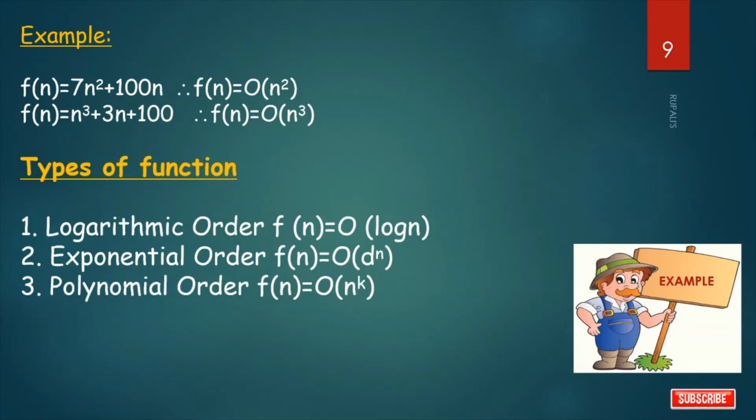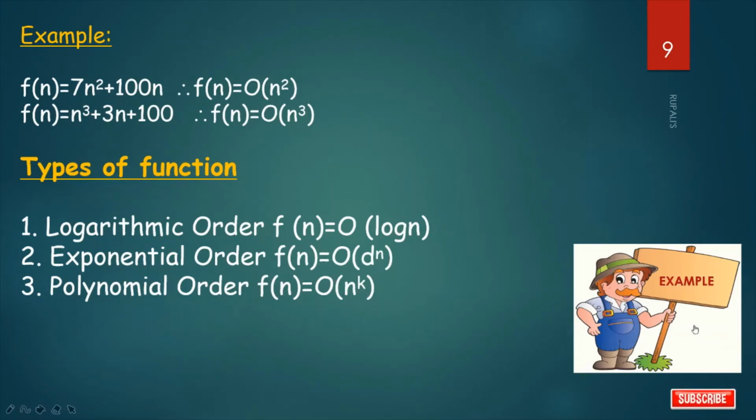According to the order, there are three types of functions. One is logarithmic order, that is f(n) equals order of log n. Another is exponential order, that is f(n) equals order of d to the power n. And third one is polynomial order, that is f(n) equals order of n to the power k.